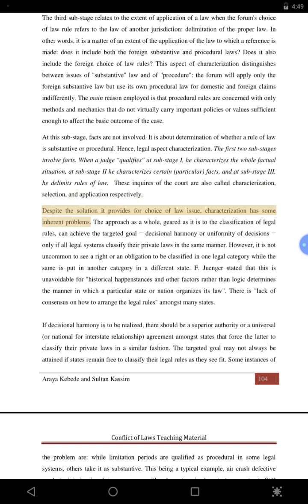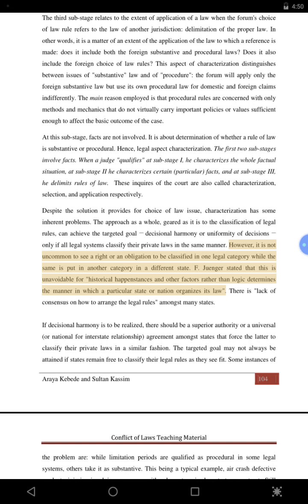Despite the solution it provides for the choice of law issue, characterization has some inherent problems. The approach as a whole, geared as it is to the classification of legal rules, can achieve the targeted goal, decisional harmony or uniformity of decisions, only if all legal systems classify their private laws in the same manner. However, it is not uncommon to see a right or an obligation classified in one legal category while the same is put in another category in a different state.